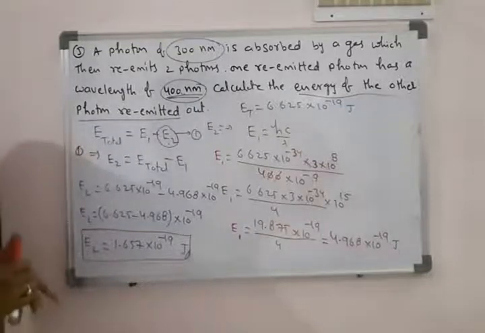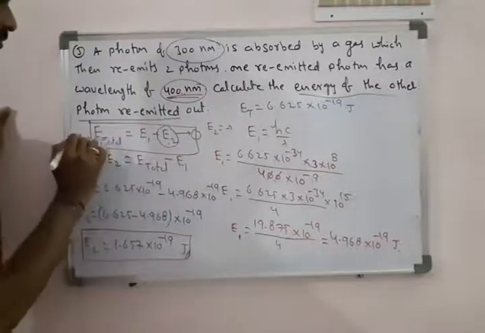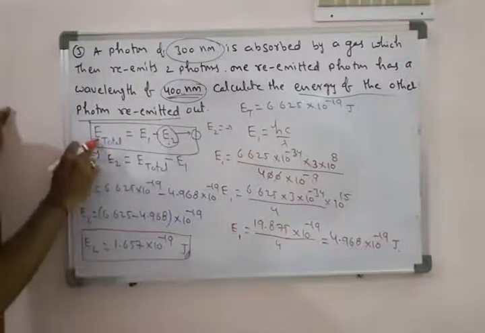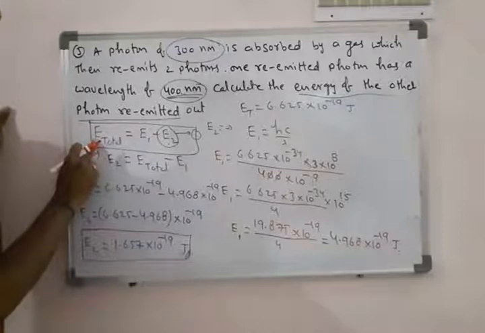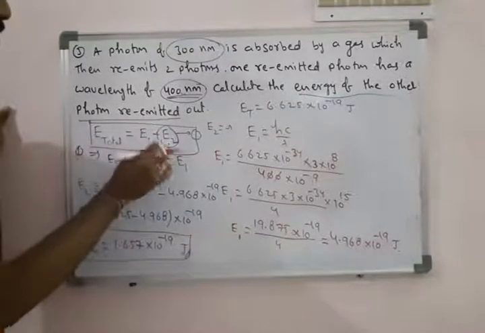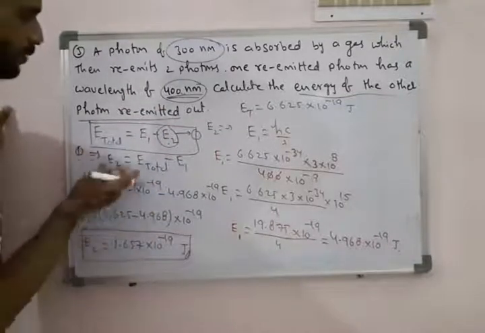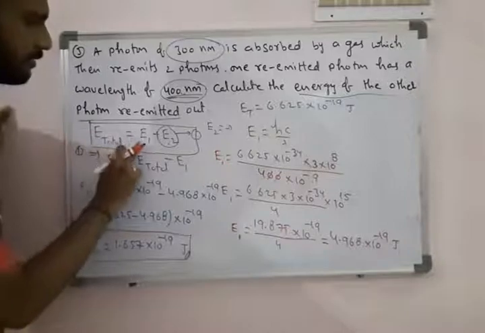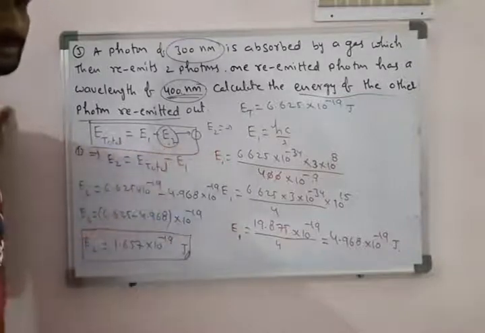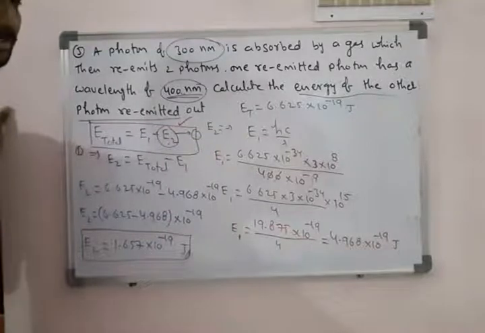Okay, so this is the main important point. Here E total, the energy of the first photon, is then transferred into two photons, E1 plus E2. If it is transferred into three photons, it may be written as E total equal to E1 plus E2 plus E3. So this is the main key point in this problem.